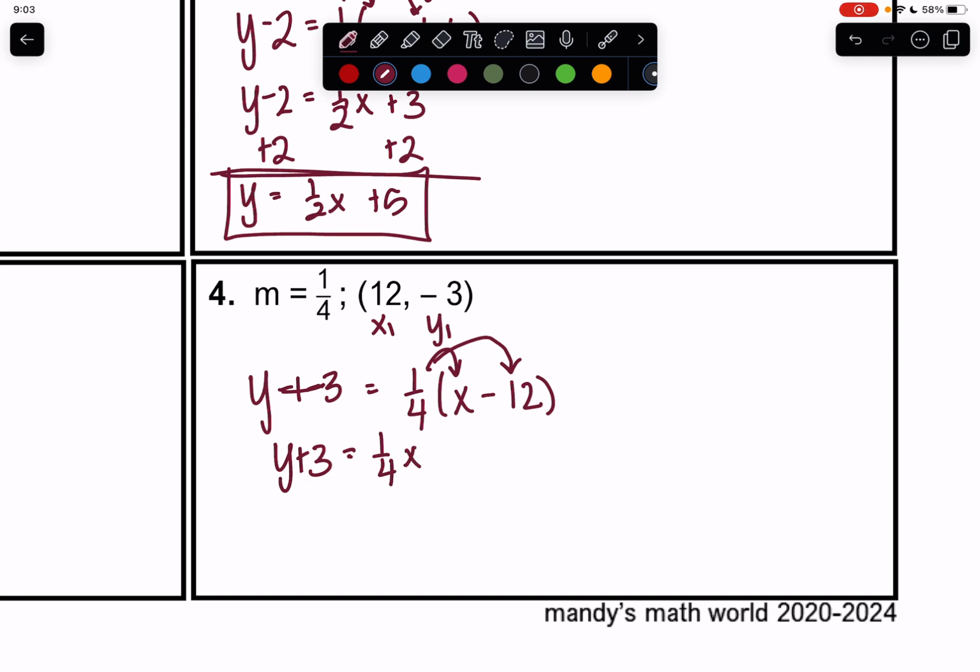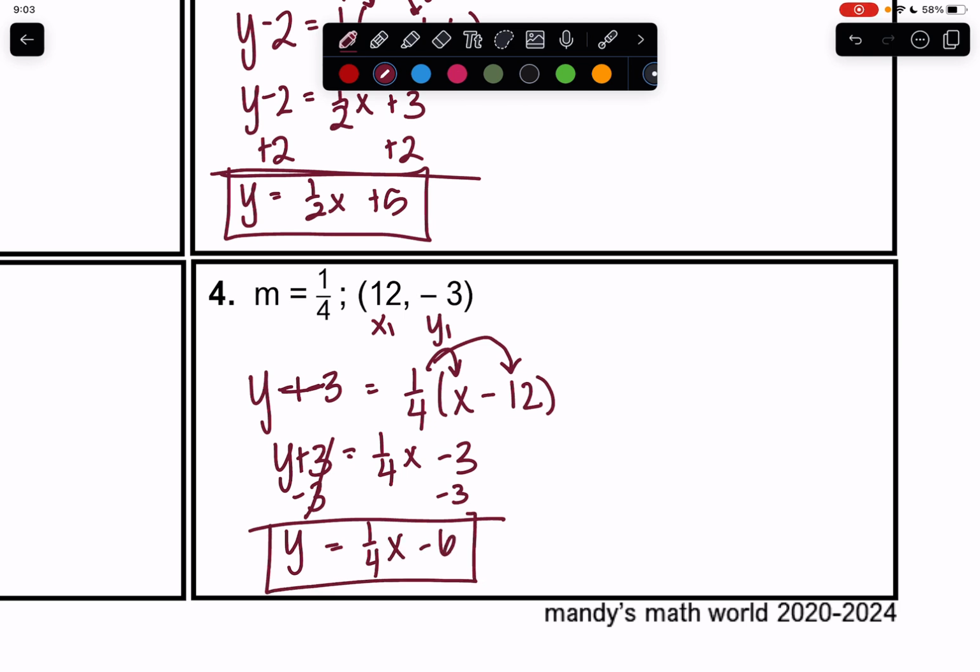1/4 times x is 1/4 x. 1/4 times negative 12, you may need to type that in, or 1/4 is the same thing as dividing by 4. So negative 12 divided by 4 is negative 3. And then I can subtract 3 from both sides. So we get y equals 1/4 x minus 6. And there would be your answer, okay?